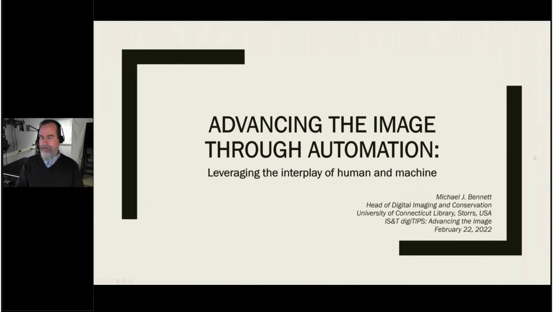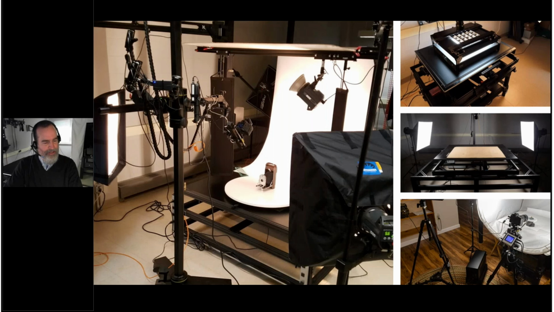Okay, is that looking good? Okay, today I'd like to talk a bit about humans, machines, and a few of the real-world imaging system designs that involve the two. Since 2016, we've been co-designing custom automation systems and putting them into production at the UConn Digital Imaging Lab. These flexible systems continue to serve us well in numerous ways, and I'd like to talk a bit about a few of them.